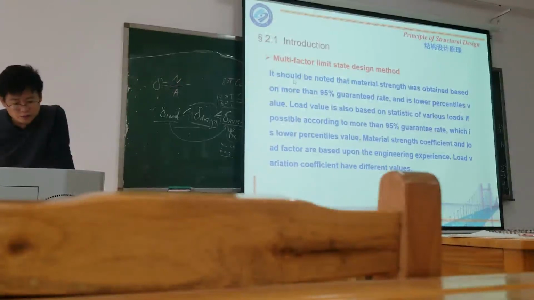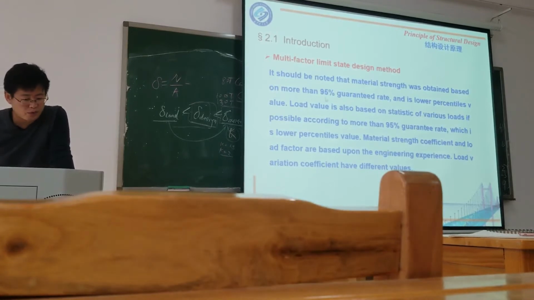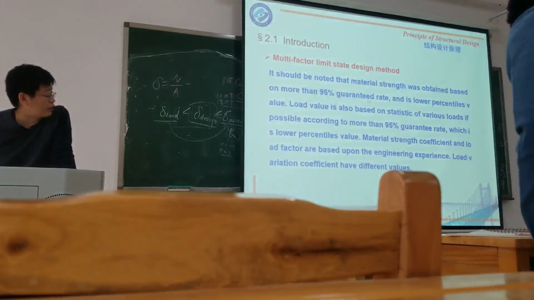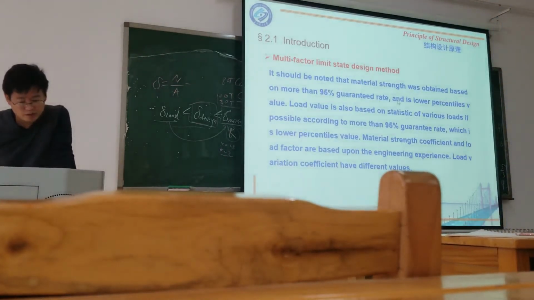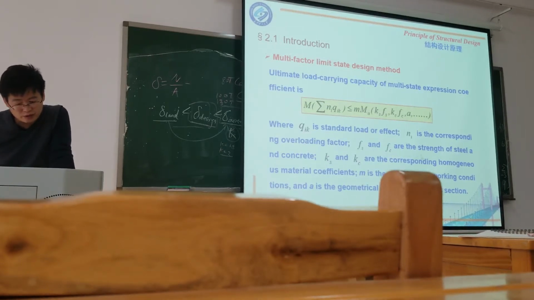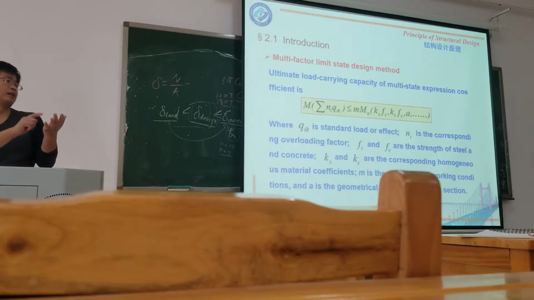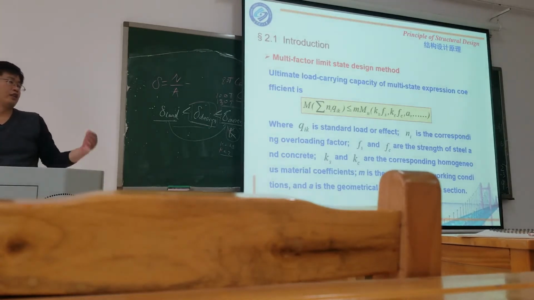So for this method, we note that material strength can also be based on more than a 95% guarantee rate, and it's a lower percentage value. So what does that mean? That's fsfc, the strength of the steel and the concrete. Here we see maybe C50, C40, this is a fixed value. But how did we get this fixed value?